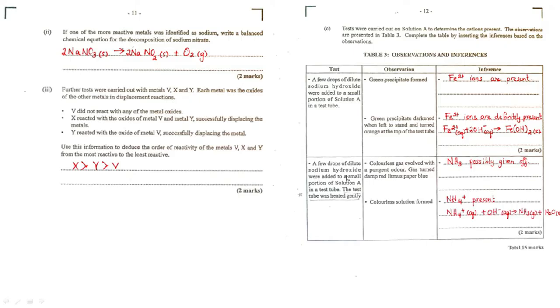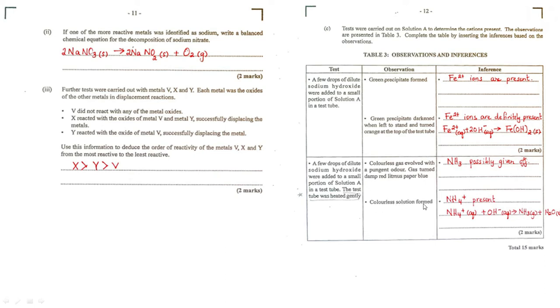Okay, and so a few drops of dilute sodium hydroxide were added to a small portion of solution A in a test tube, the same solution here, and the test tube was heated gently. Now, if iron hydroxide is in there, the heat is not going to dissipate, it's going to stay there. So the only other thing with this observation: a colorless gas evolved with a pungent odor. The gas turned damp red litmus paper blue. From our qualitative analysis chapter, you would see that would be ammonia gas possibly being given out.